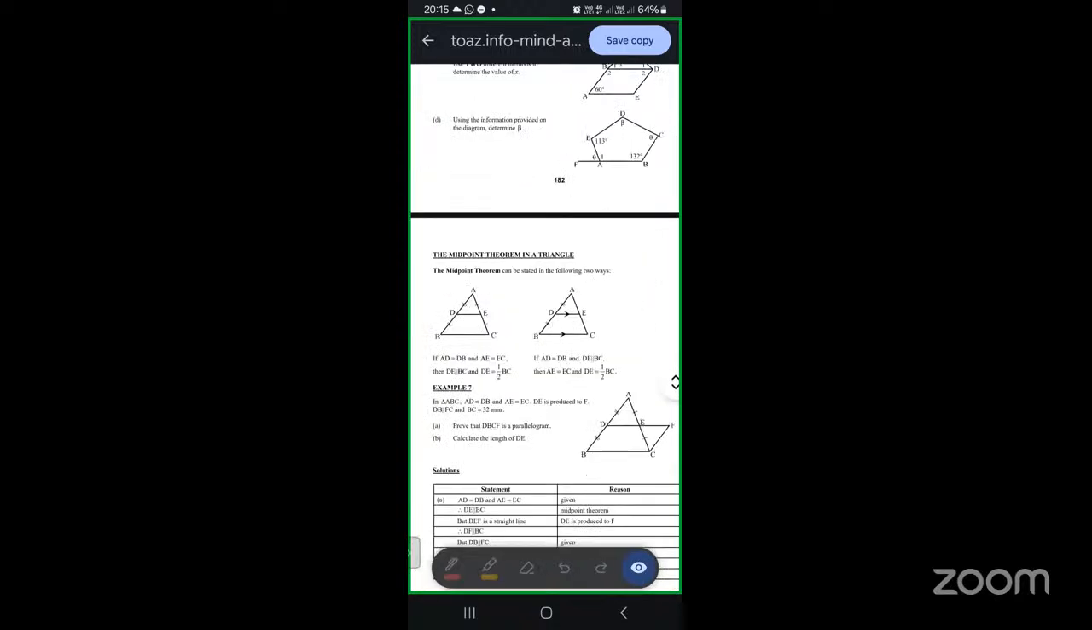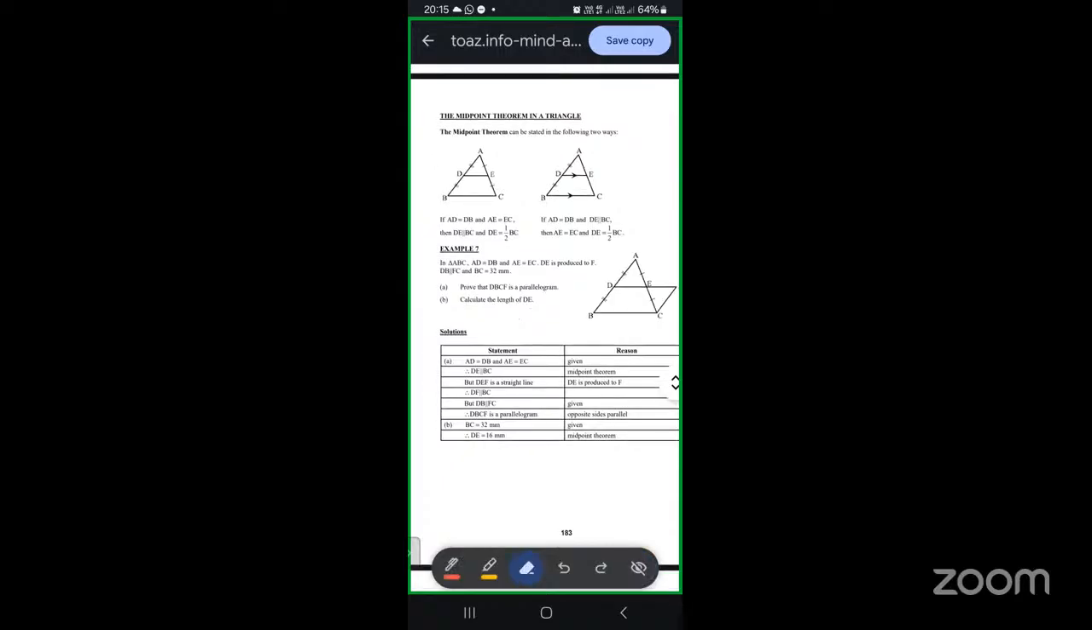So just a minute, guys, the midpoint theorem. With the midpoint theorem, we are saying if in this triangle you are given that AD is equal to DB, and you are also given the same condition for the other side, then you can say DE is parallel to that line, BC. Then that's that part.